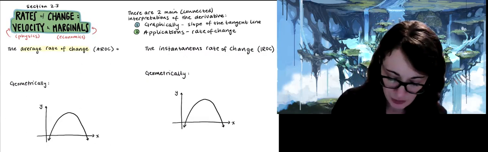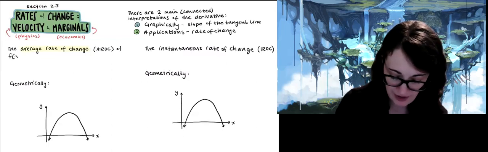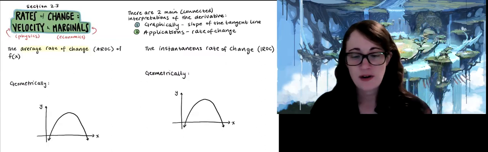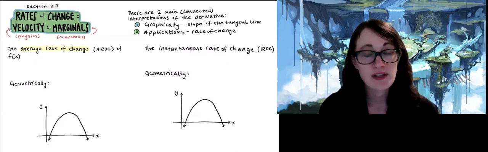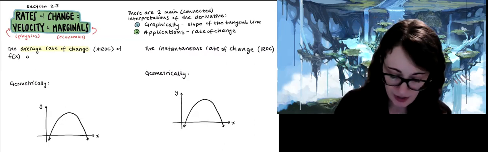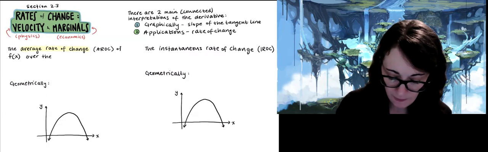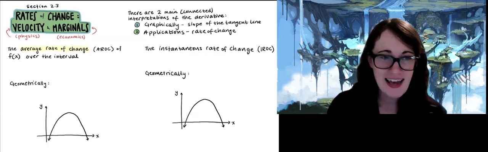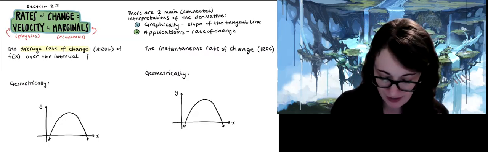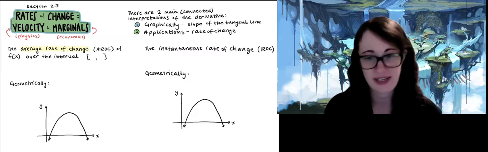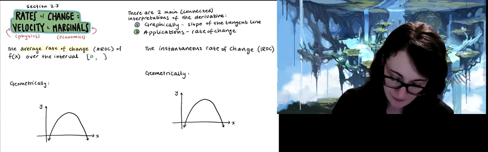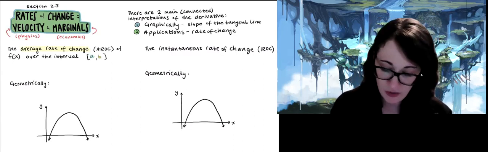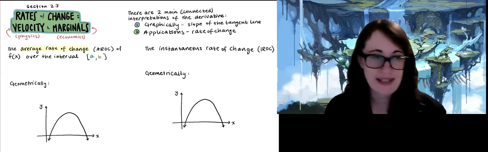So the average rate of change, or AROC, of a function f of x, goes from one point to another. We need a starting point and an ending point. So when we're talking about the average rate of change, we are talking about it over an interval from a starting point to an ending point. And the way that we would notate that mathematically is to make an interval like this. So let's just say that our starting point, we'll call this A, and we'll call our ending point B. So the average rate of change from A to B.